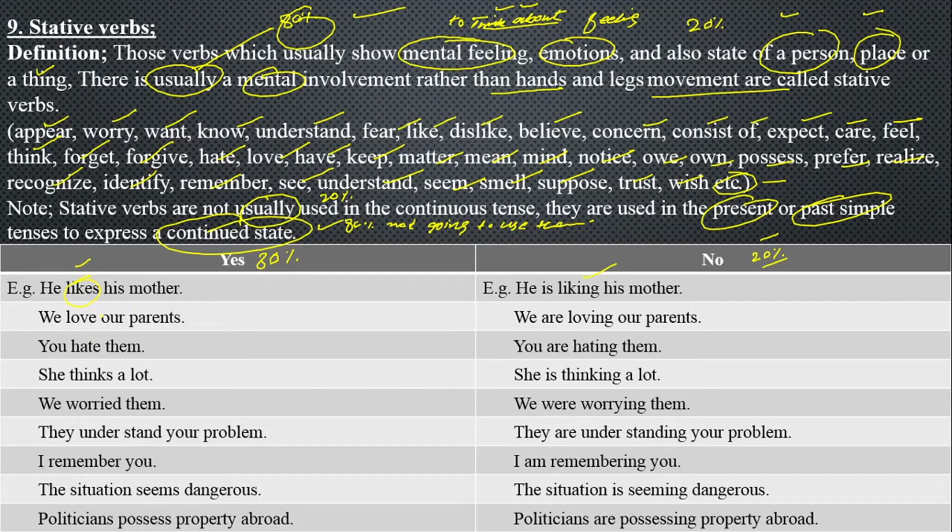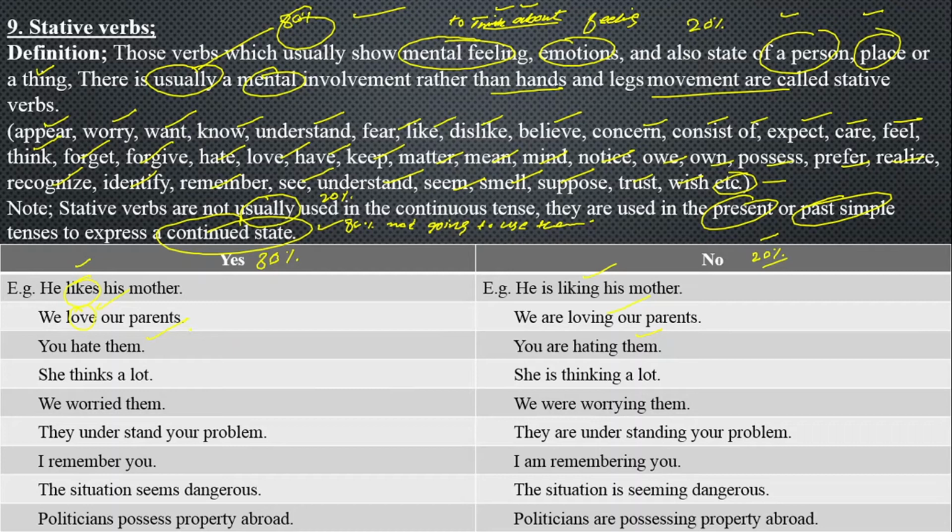We love our parents. We have love for them in our heart. If I say we are loving our parents, it would mean now I am teaching and you are listening to me. So we say we love our parents, that is a certain sort of love which we have, and it has got a continued state in your mind. It gives a certain meaning. In the same way, we will not say we are loving our parents. We ate them, you ate them, you are eating them. That is not used in this tense. We say we ate them.